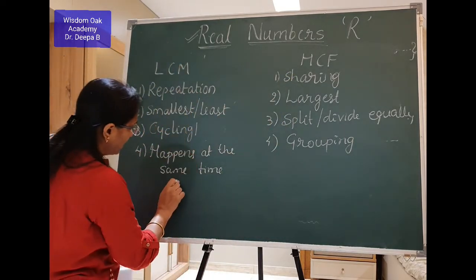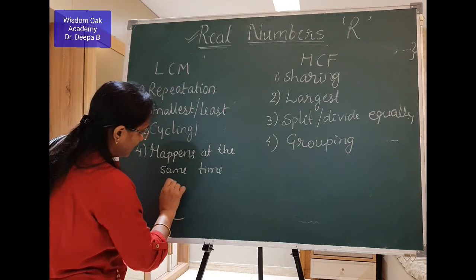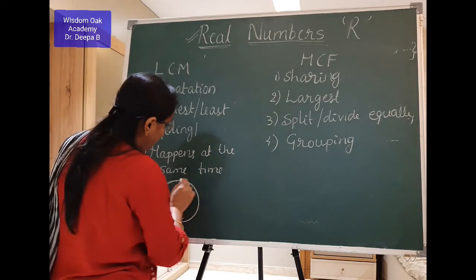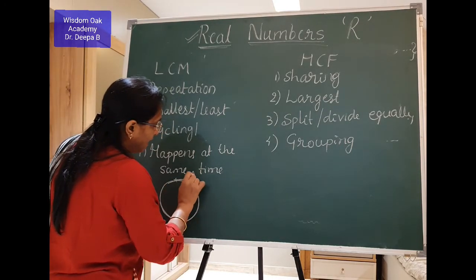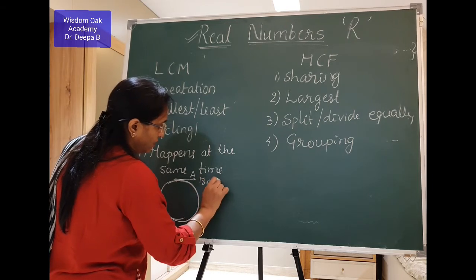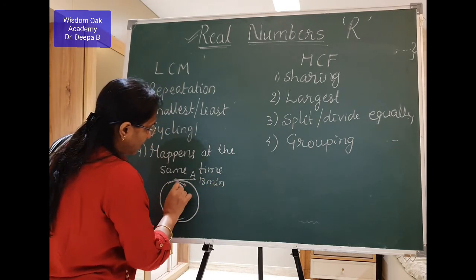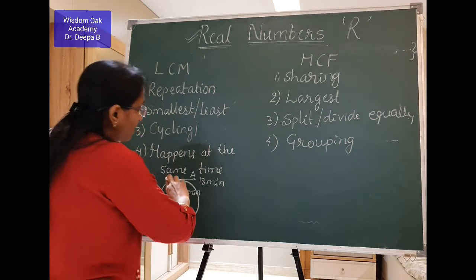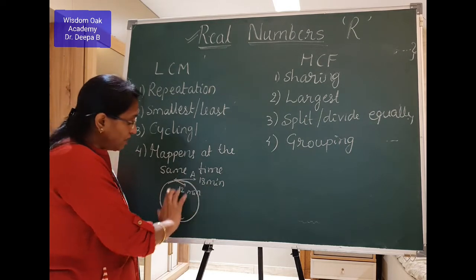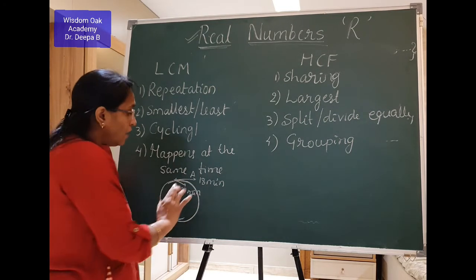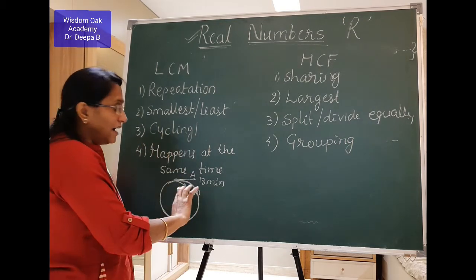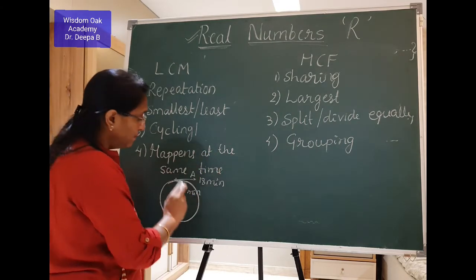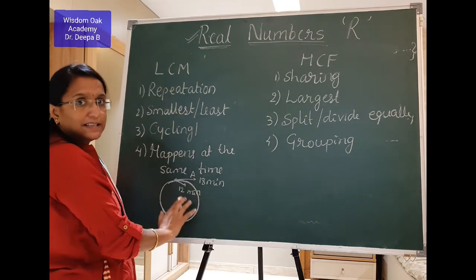Here is one simple example that they'll ask many times. One ground is there, and A and B, two players, are there. A takes 18 minutes to complete one round, and B takes 12 minutes to complete one round. The question is, when will they meet at one point on the ground? This is a cycling question, and when they meet at one point at the same time, we find the LCM.